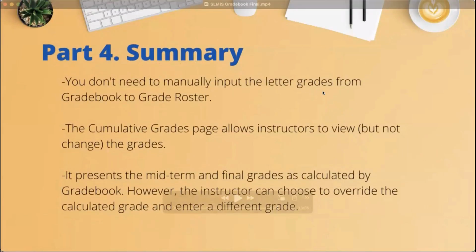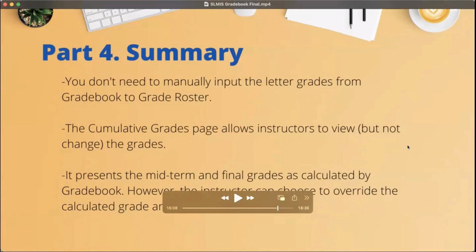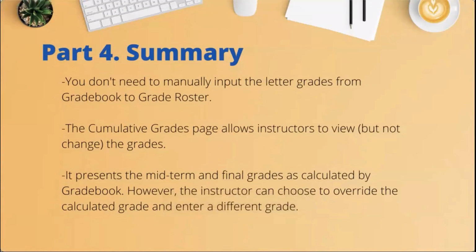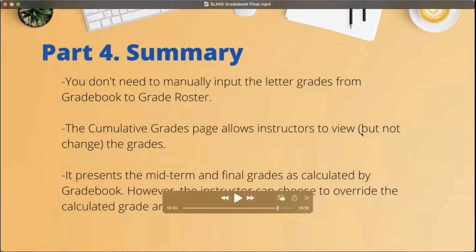Okay. So for part 4 summary, again, we have here important points. You don't need to manually input the letter grades from grade book to grade roster. If you just make use of grade book and set it up properly, it will actually lessen your work. You don't have to review all the letter grades. All you have to do is input the raw score, set up the activity settings, and everything will work in line because it will calculate the grade automatically.